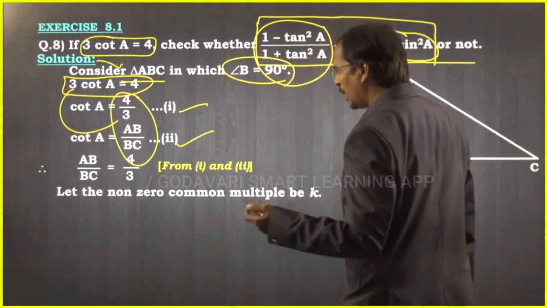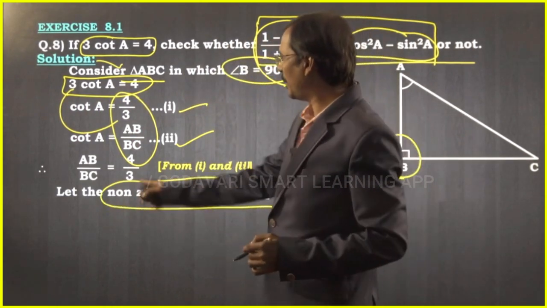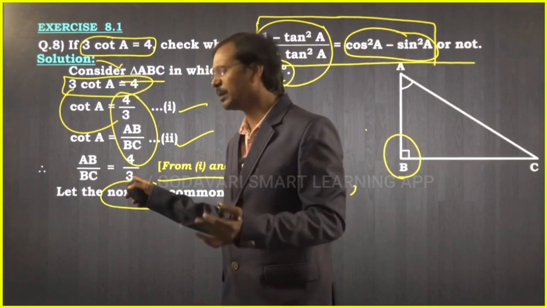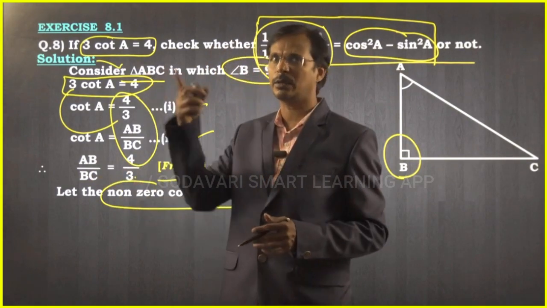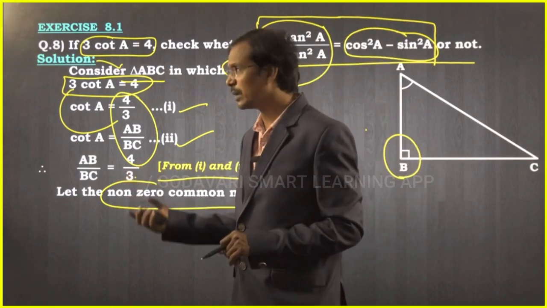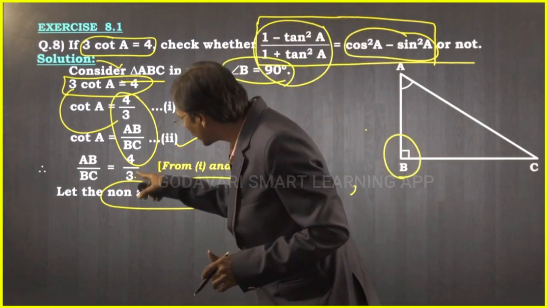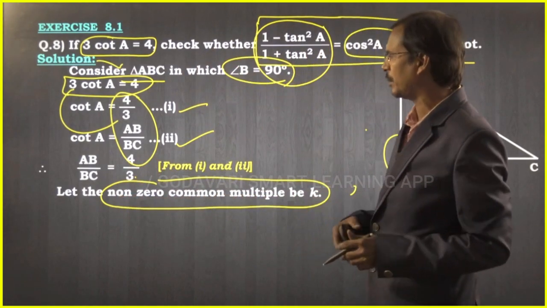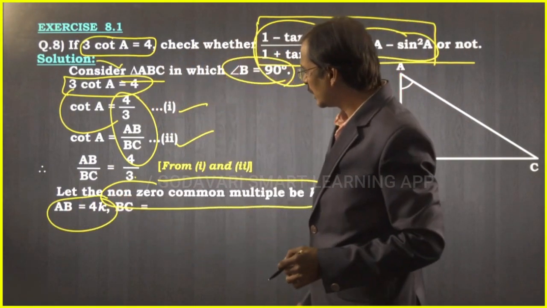We have to take the non-zero common multiples of k. AB value will not be 4 and BC value will not be 3; AB is 4 into something, BC is 3 into something. In competitive exams, for objective type questions, we take them as 4 and 3 to work fast, but in the descriptive model we should not. We take it as 4 into something and 3 into something, so I take non-zero common multiples of k. Therefore AB is equal to 4k and BC is equal to 3k.